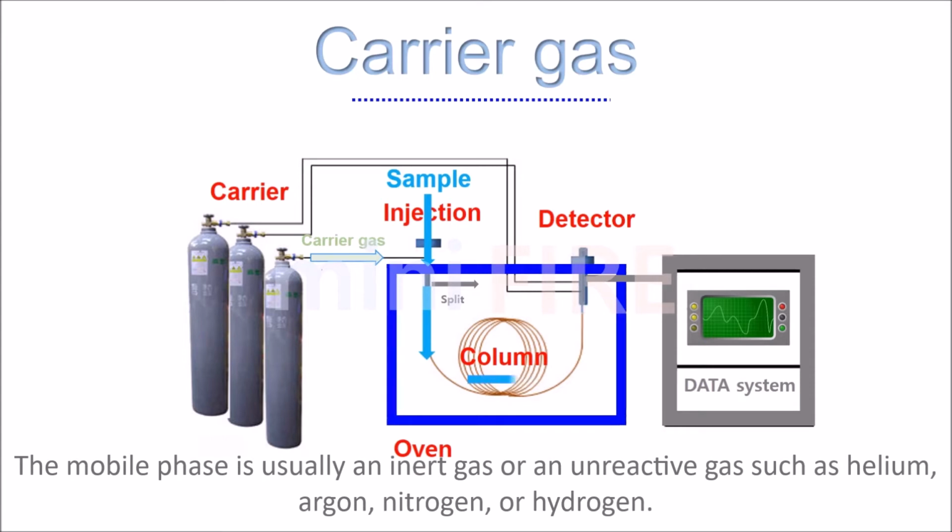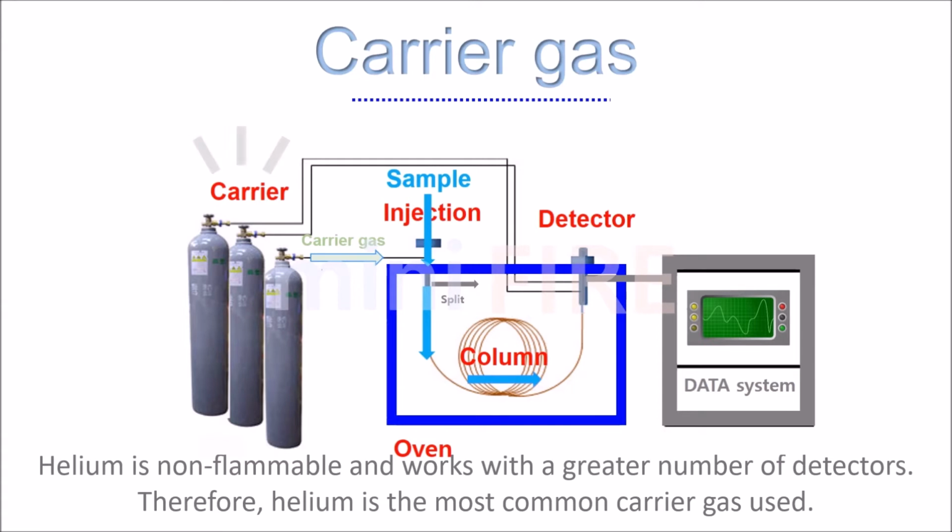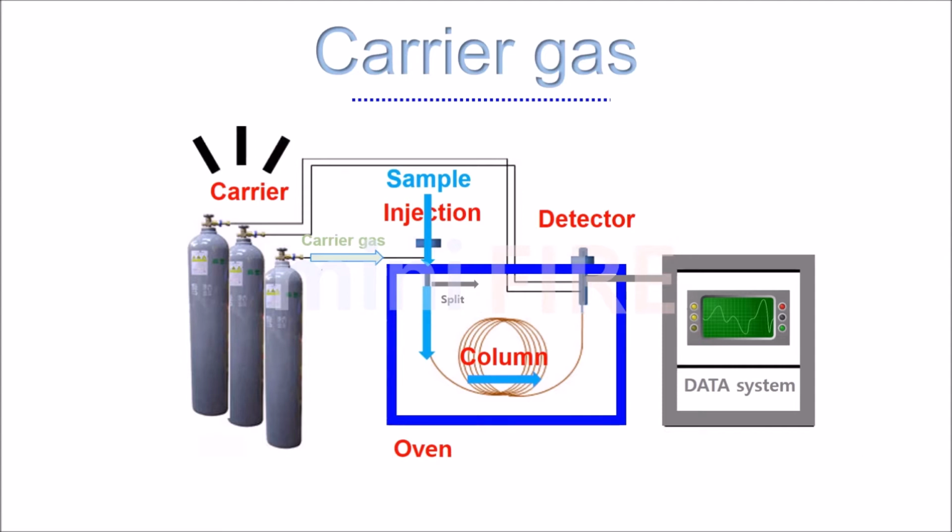The mobile phase is usually an inert gas or an unreactive gas such as helium, argon, nitrogen, or hydrogen. The choice of carrier gas is important. Helium is the most efficient and provides the best separation if flow rates are optimized. Helium is non-flammable and works with a greater number of detectors. Therefore, helium is the most common carrier gas used.